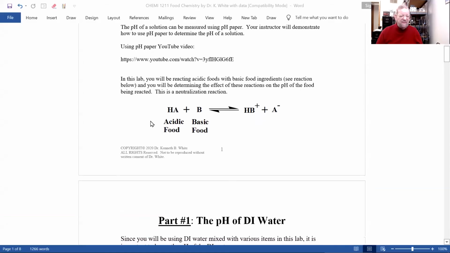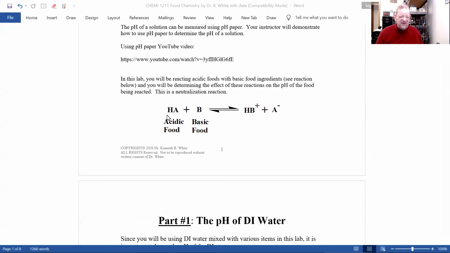By the way, a pH meter is much more sensitive and gives better results, but for this lab, pH paper works fine. Now, let's take a look at an important thing. In this lab, you'll be reacting acidic foods, those with pH less than 7, with basic food ingredients and other things too. And you'll determine the effect of these reactions on the pH of the food being reacted. This is called the neutralization reaction.